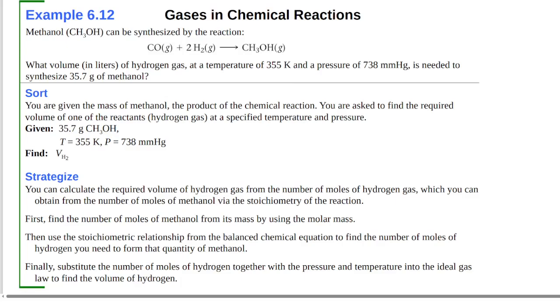We know that a chemical equation gives us ratios of moles. Here we have a 1 to 2 to 1 ratio for carbon monoxide to hydrogen gas to methanol. So our methanol to hydrogen gas is a 2 to 1 ratio of hydrogen gas to methanol. If we find the moles of methanol, we can convert that to moles of hydrogen gas and then ultimately to volume of hydrogen gas.